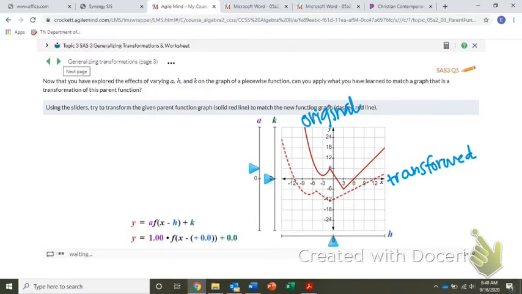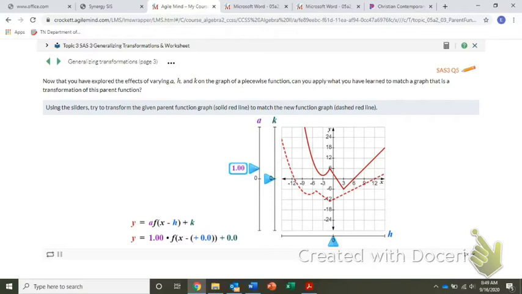Now, what you are doing, you have to do this on your computer or on your phone, whatever you're working on. You have to move each arrow to try to match the dotted line. So let's start with A. The dotted line is a little bit wider.